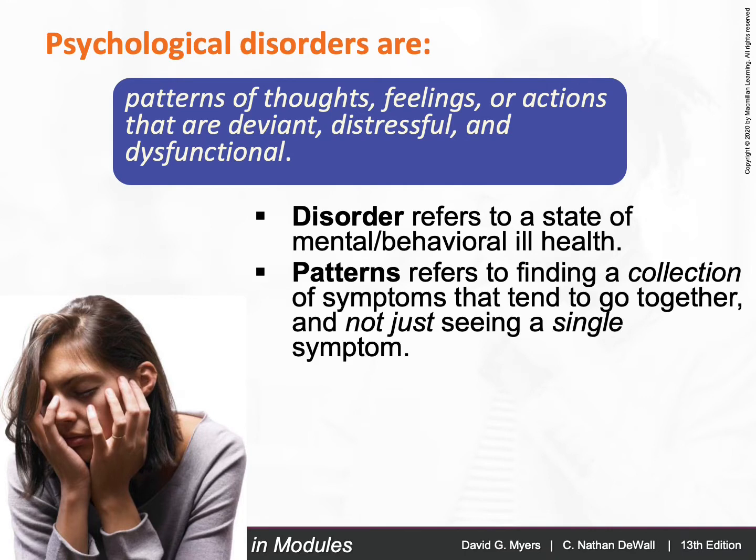Okay, so what about patterns? Well, when we say patterns, we essentially mean a collection of symptoms that tend to go together and not just a single symptom, right? So a pattern versus a single symptom. One of the symptoms of brain cancer, for example, is a headache. If you have a headache, though, it would be a mistake to assume that you have brain cancer, right?